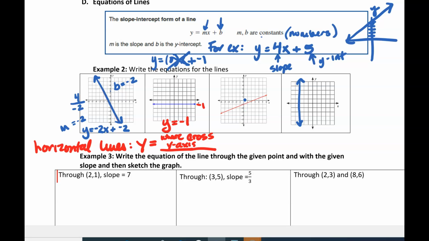So let's look at this next one. It looks like the y-intercept is -1. So I'm going to say b equals -1, and then I'm going to identify another point.